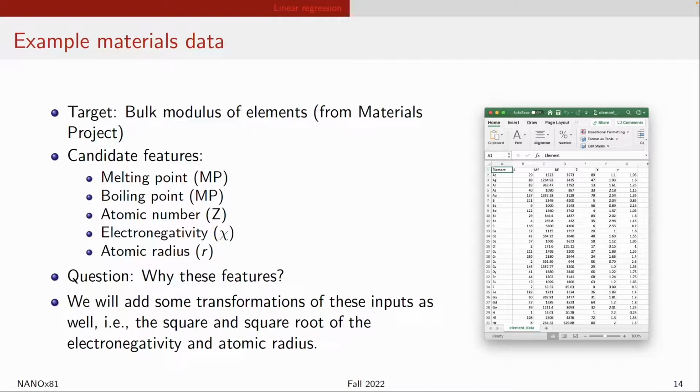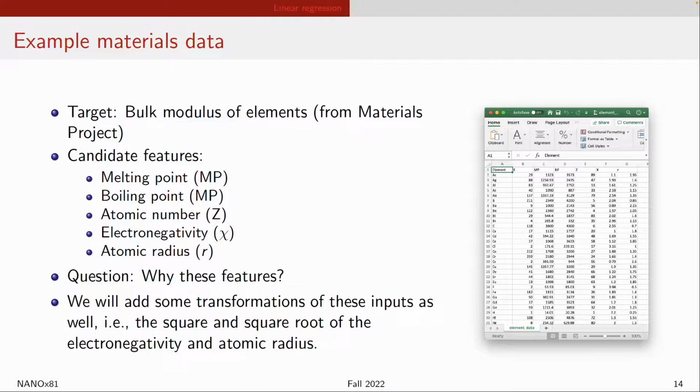Now, I have a question here, right? Why did I actually choose all these features? Why not something else? Any idea? What are you trying to predict here? Bulk modulus. The target is the bulk modulus. Is there either known or easy to get?